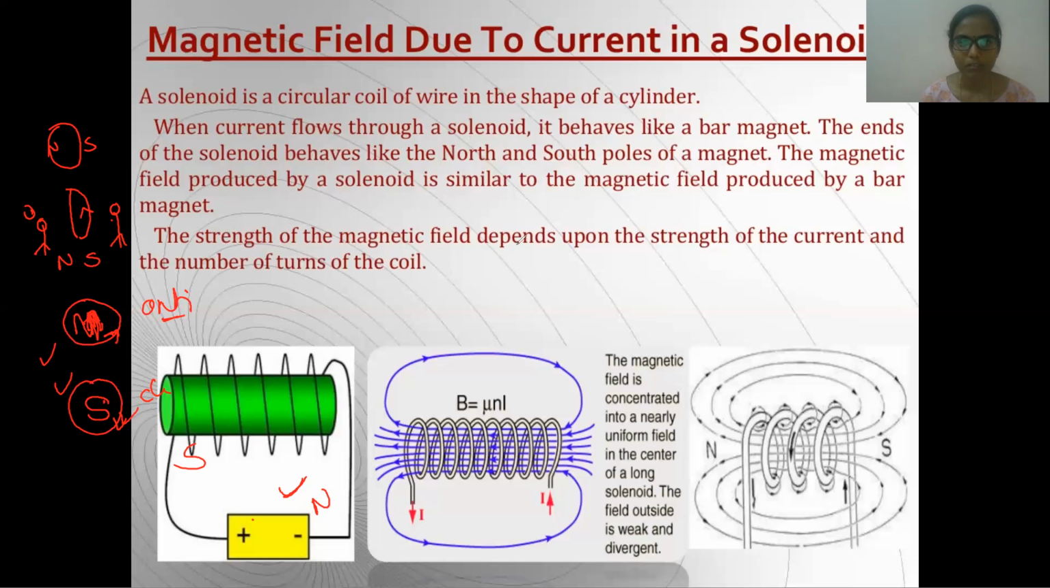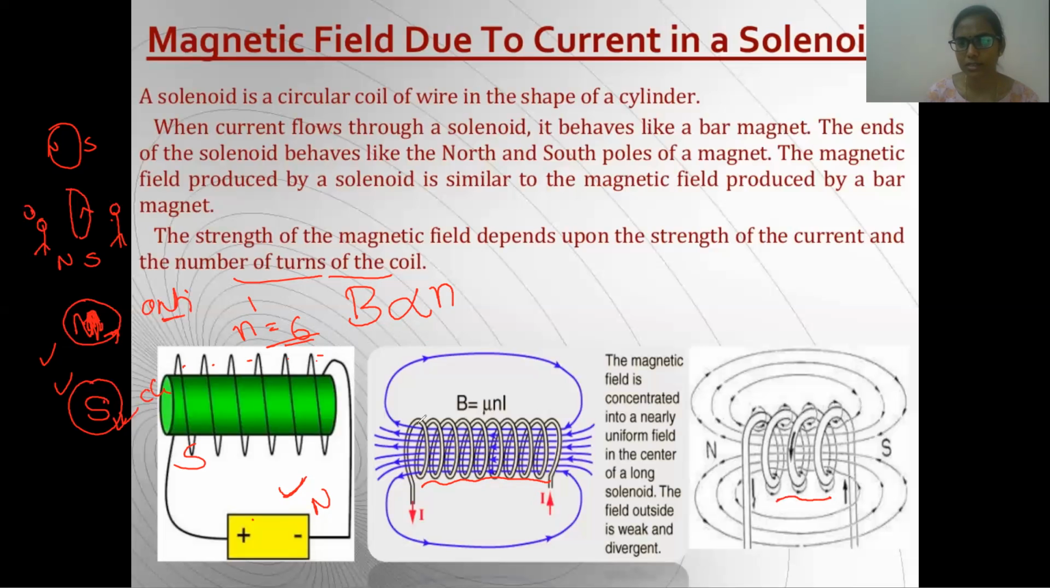The strength of a magnetic field depends upon the strength of the current you are passing and the number of turns in the coil. Here there are only a few turns: 1, 2, 3, 4, 5, 6. So N equals 6. The magnetic field B is directly proportional to the number of turns. Here with only 6, the strength is less. With more than 6, the strength will be more.